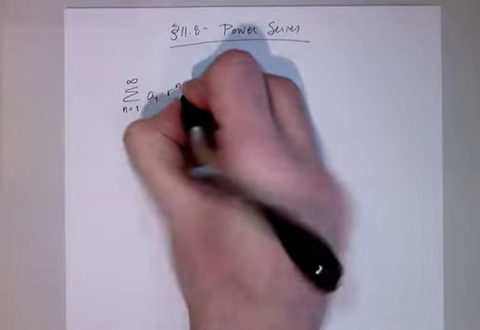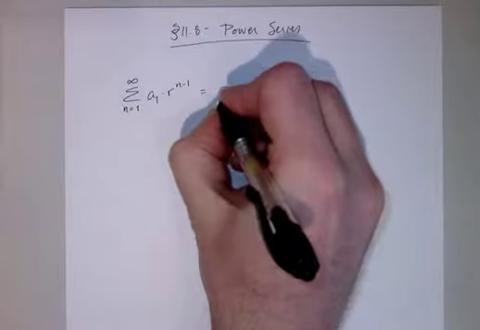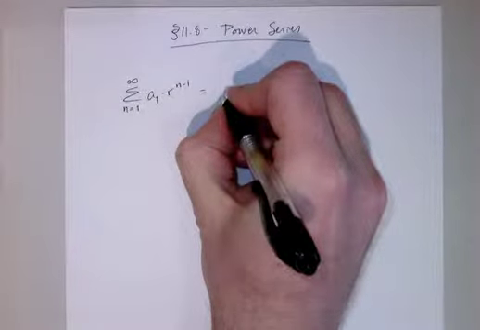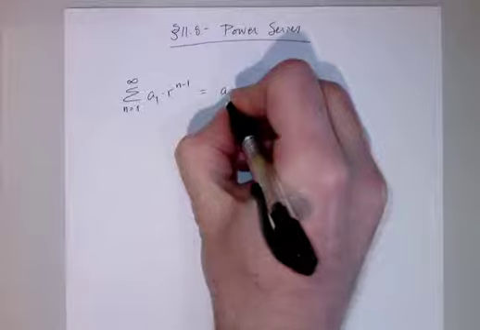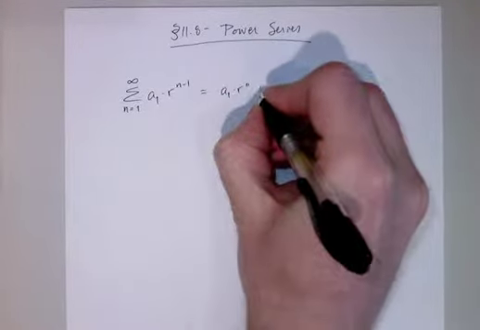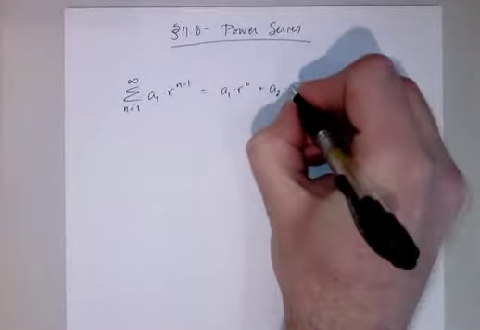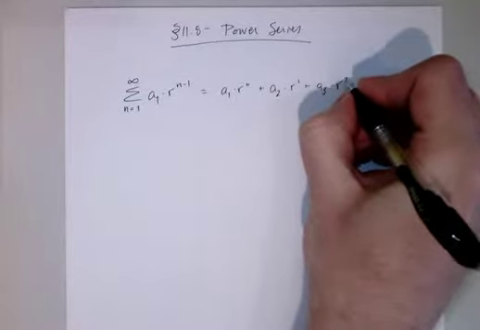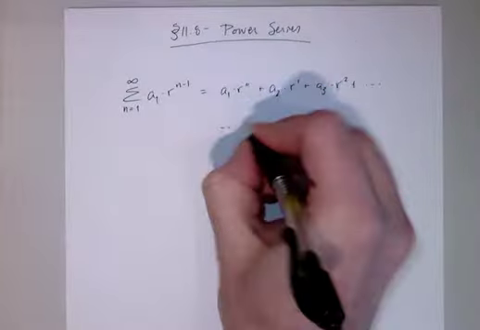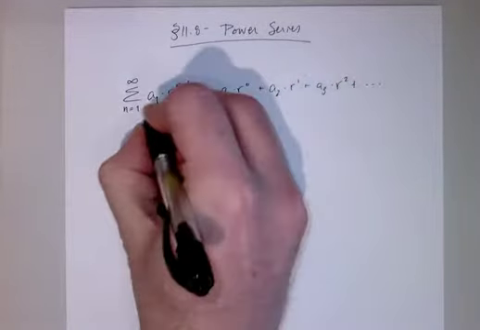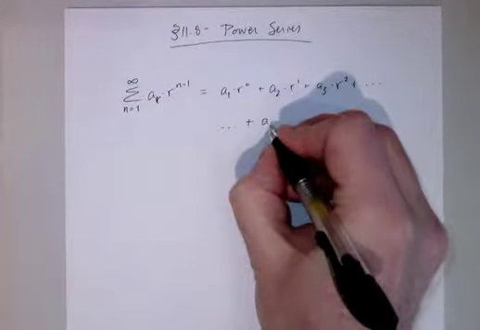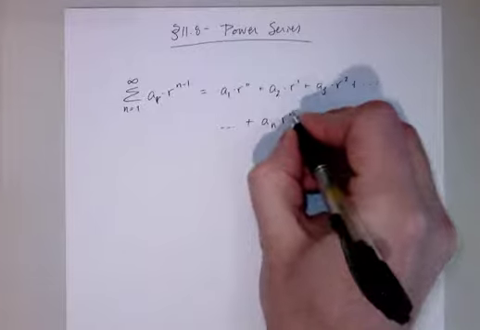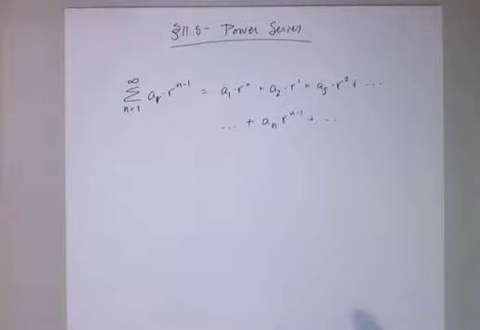a sub 1 times r to the n minus 1, and we knew that that meant something like, a sub 1 times r to the 0 plus a sub 2 times r to the first plus a sub 3 times r squared plus dot dot dot plus a sub n times r to the n minus 1 and off to infinity, right?